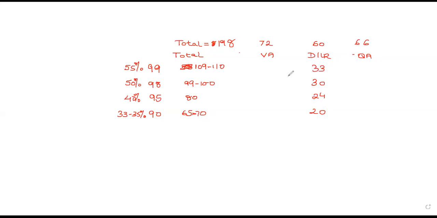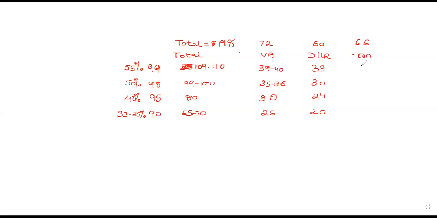These are all estimates. What about VA? 1/3 of 72, so around 25. 40% would be around 30. Then 50% is around 35 to 36. And 55% would be somewhere around 39 to 40.